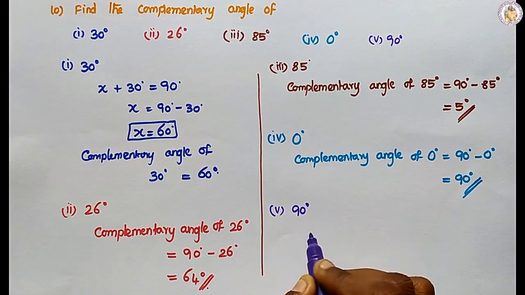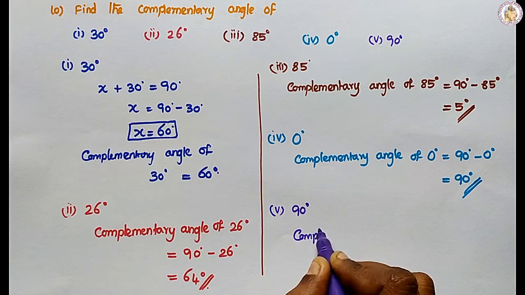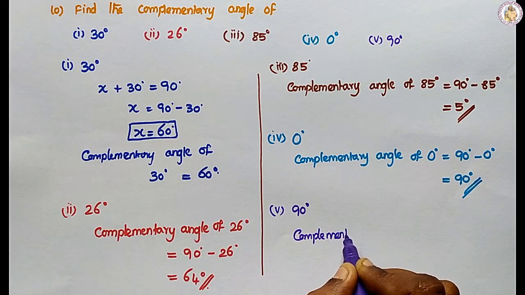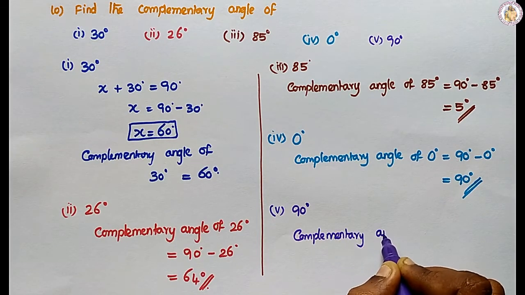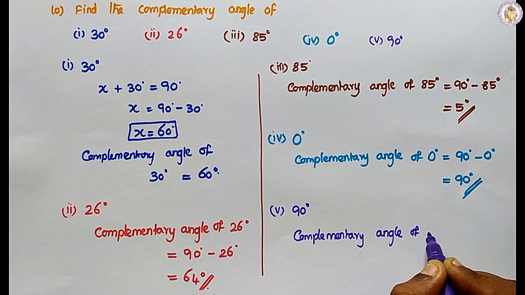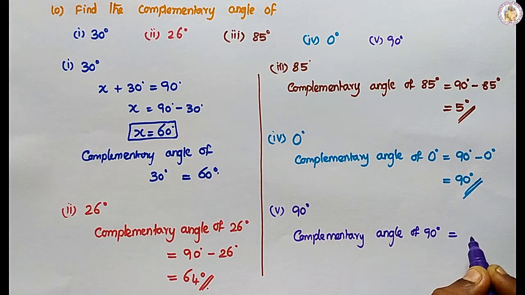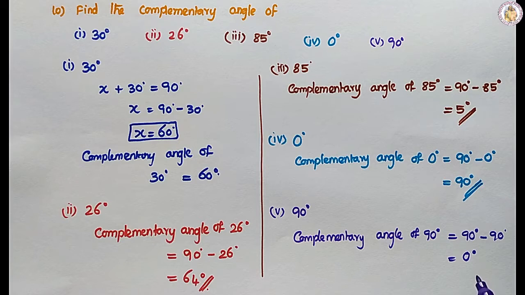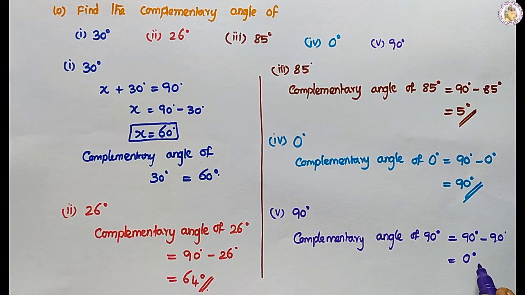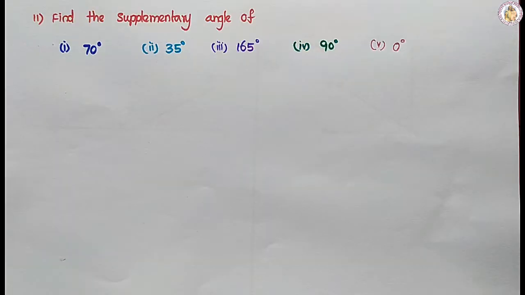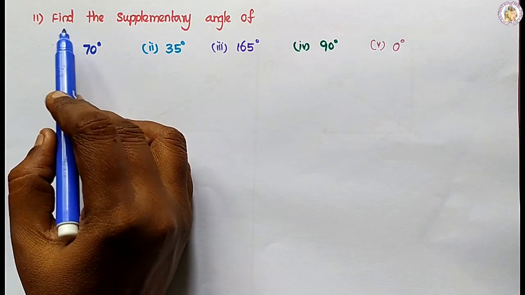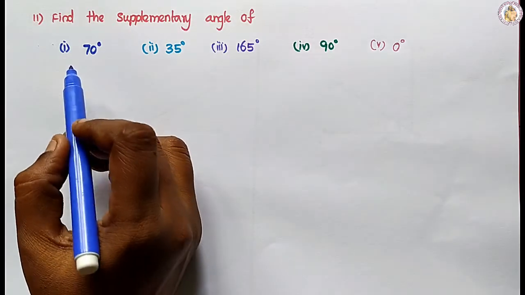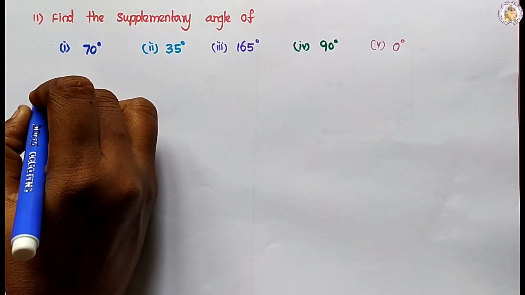Next one, 90 degree. So complementary angle of 90 degree equal to 90 minus, they given 90, so that is 0 degree. 0 degree is the complementary angle of 90 degree. That is the answer.